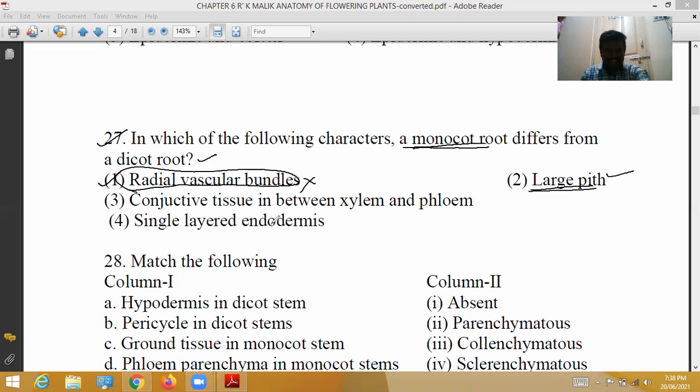Let us see conjunctive tissue, the tissue in between xylem and phloem. It is not differentiated. Conjunctive tissue is commonly present in both monocot root and dicot root. So it is not relevant. Single layered endodermis is present in both monocot root and dicot root. So these three features are common in monocot and dicot root. The differentiating one is large pith. So the correct option for the 27th question is option 2.